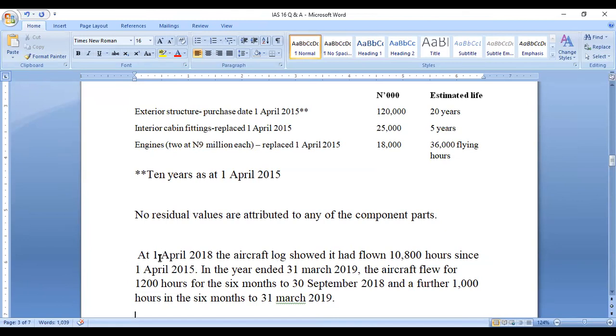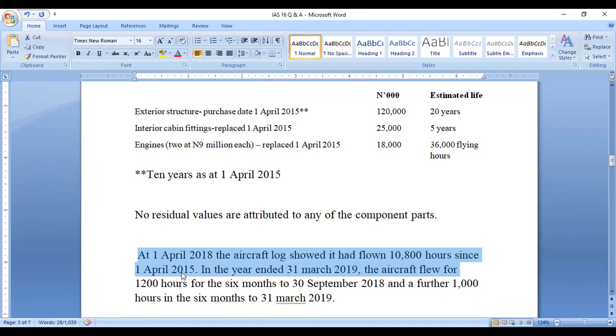As at 1st April 2018, the aircraft log showed it had flown 10,800 hours since 1st April 2015. That's starting from 1st April 2015. It had flown 10,800 hours. Are we together? Okay, so as at now, it had flown 10,800 hours.